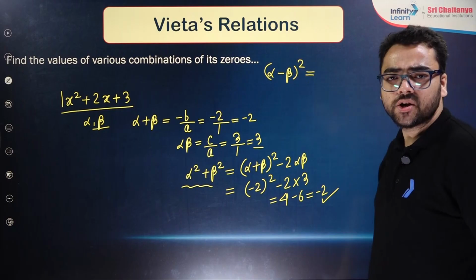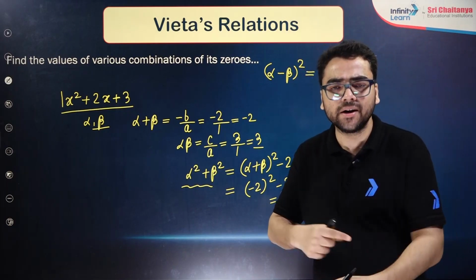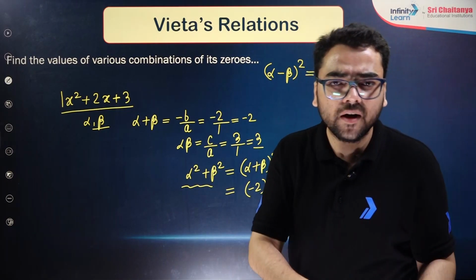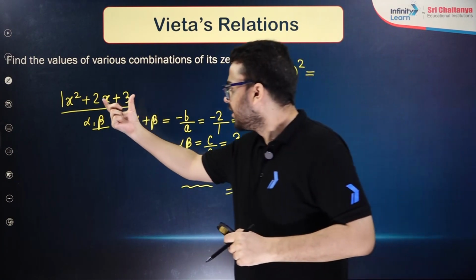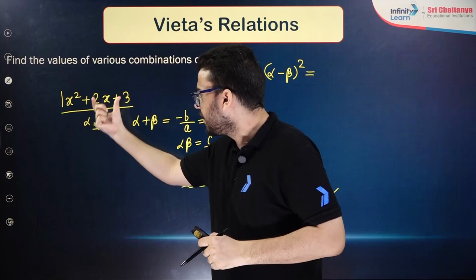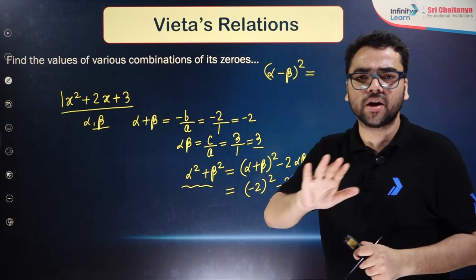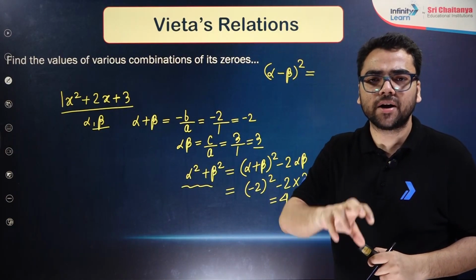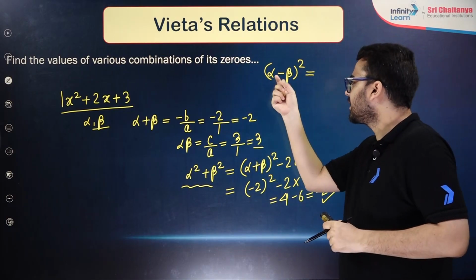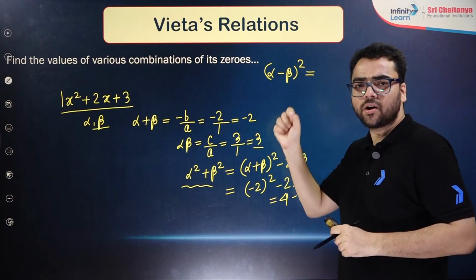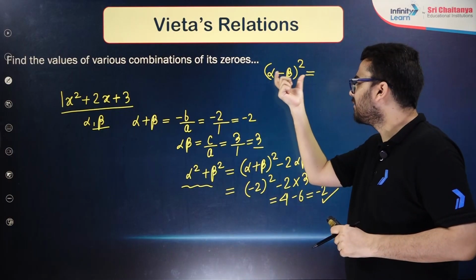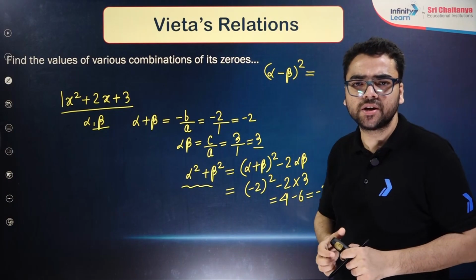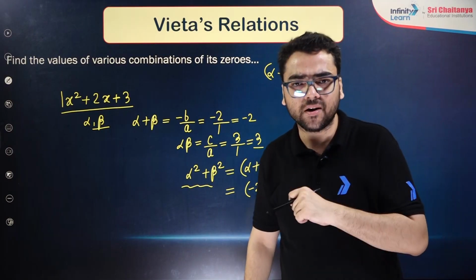Whatever the expression given to you, try to convert it in the form of alpha plus beta and alpha beta. Because if you try to find the zeros from here, if you try to find alpha and beta from here, you can very much do that. But if you say that I'll plug in the values of alpha and beta over here, it will take way more time. So instead of that, please try to convert this expression in the form of alpha plus beta and alpha beta.